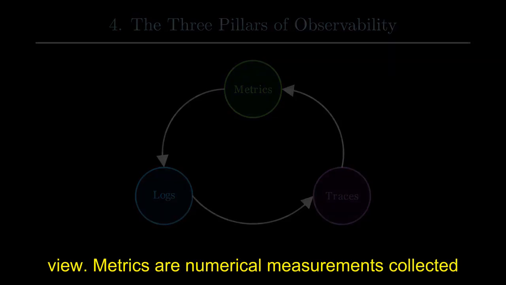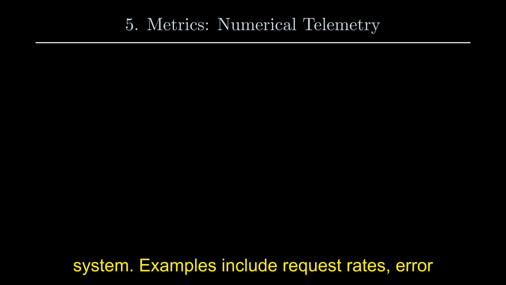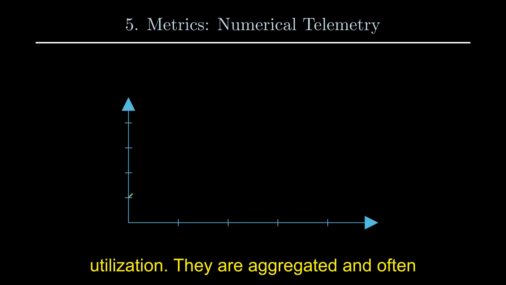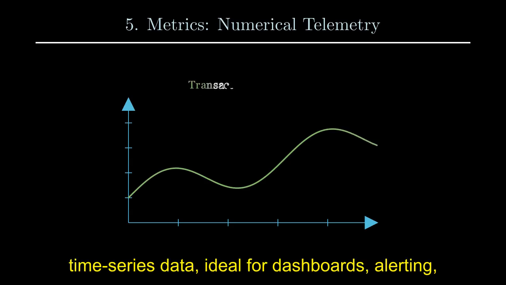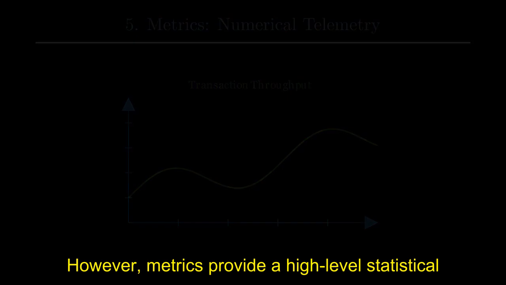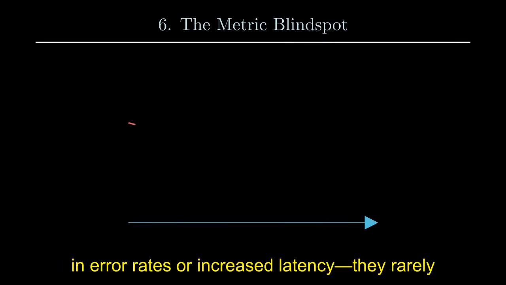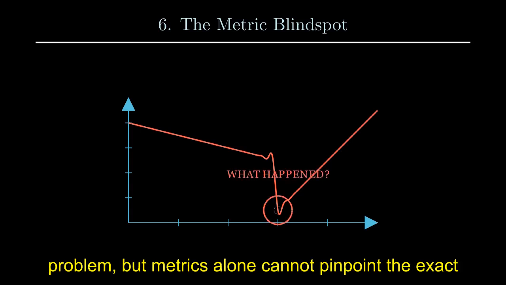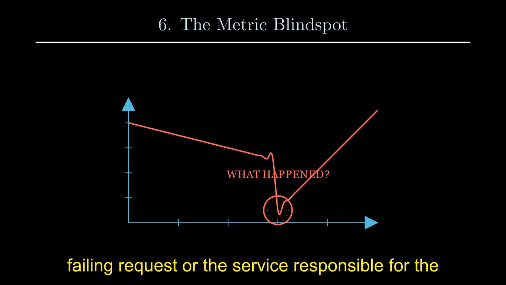Metrics are numerical measurements collected over time, representing a specific aspect of a system. Examples include request rates, error counts, latency percentiles, and resource utilization. They are aggregated and often time series data, ideal for dashboards, alerting, and identifying trends or anomalies over periods. However, metrics provide a high-level statistical overview. While they indicate what is happening, a spike in error rates or increased latency, they rarely explain why. A sudden drop in throughput might signal a problem, but metrics alone cannot pinpoint the exact failing request or the service responsible for the bottleneck.